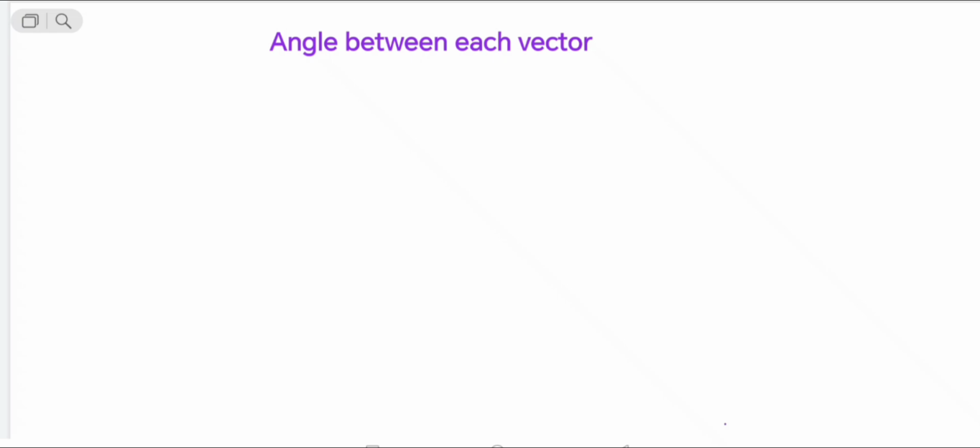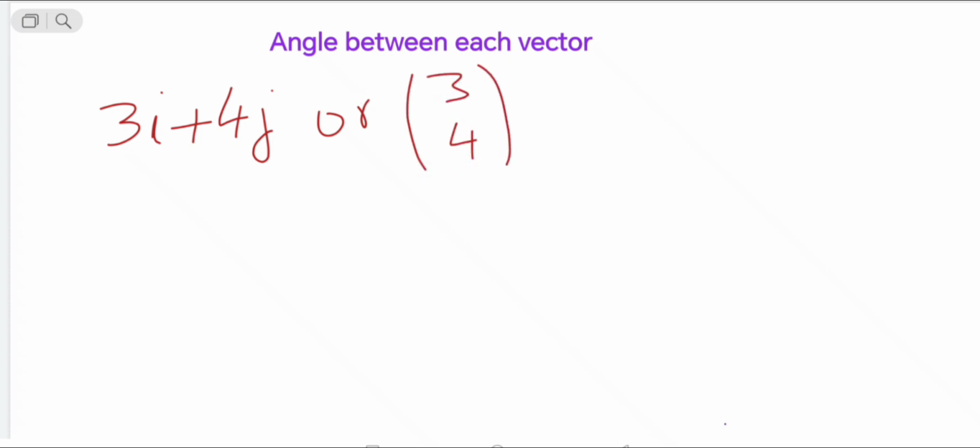For example, it can be 3i plus 4j, or the same thing you can write in column form. Both are vectors. Okay, what is the angle of this vector? So this is, with i which is equal x, with j which is equal y. First one is x, this is equal y. So if you know this thing, it is easy for you to find an angle.